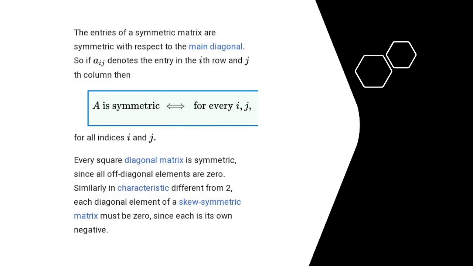The entries of a symmetric matrix are symmetric with respect to the main diagonal. So, if Aij denotes the entry in the ith row and jth column, then A is symmetric if Aij equals Aji for all indices i and j. Every square diagonal matrix is symmetric. Similarly, in characteristic different from 2, each diagonal element of a skew symmetric matrix must be 0, since each is its own negative.